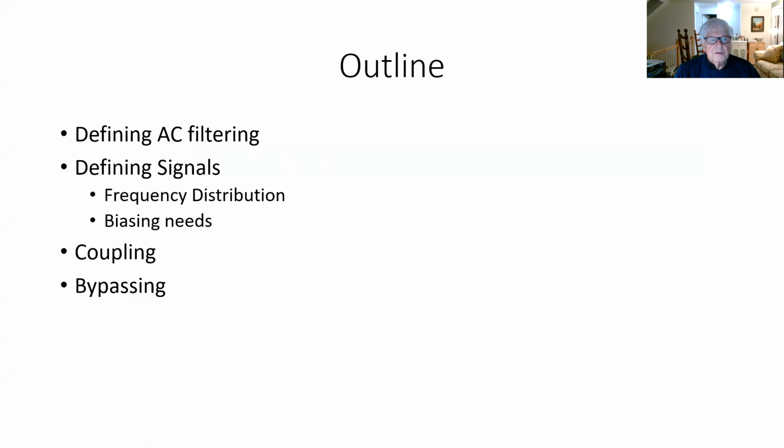Okay, basically we're going to define what AC filtering is. We're going to look at some signals. I think we've seen some of it before, but this is a little bit different. Maybe we're going to look at a distribution of frequencies, talk about biasing. Okay, biasing is something that's probably new to most of you. And we'll discuss coupling and bypassing, using capacitors to couple and to bypass certain frequencies.